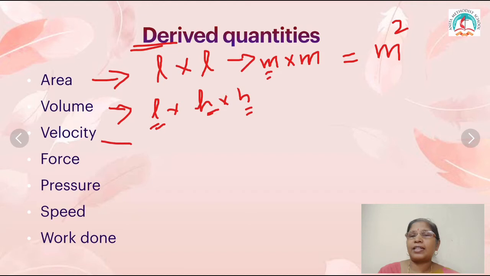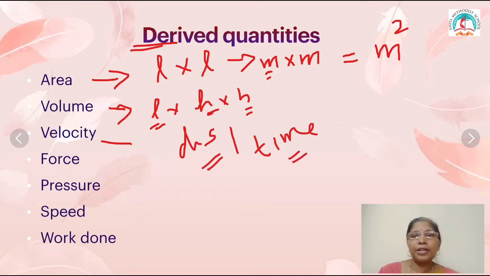In the same way, velocity. Velocity means what? Displacement divided by time. Displacement is length. Length is a fundamental quantity. Time is a fundamental quantity. So this is a derived quantity. Velocity is a derived quantity. In the same way, whatever you are deriving from the fundamental quantities, that is an example of a derived quantity.